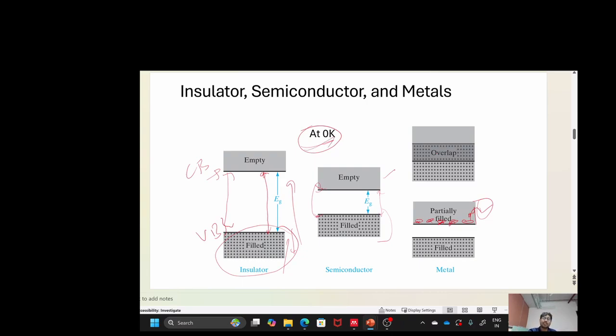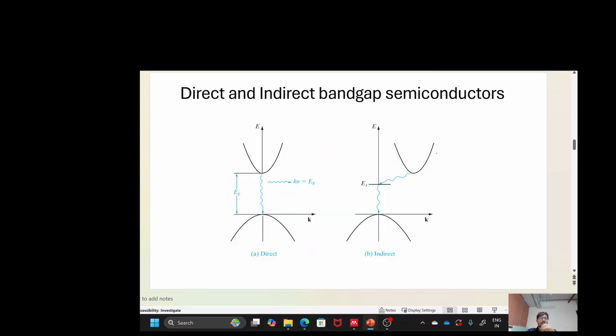Okay, at 0 Kelvin. But at 0 Kelvin in an insulator, if you apply a potential here, there won't be any current, because there are no energy states available. So if an electron moves, at the same time another electron is moving in the other direction. Okay, so this is the theory.